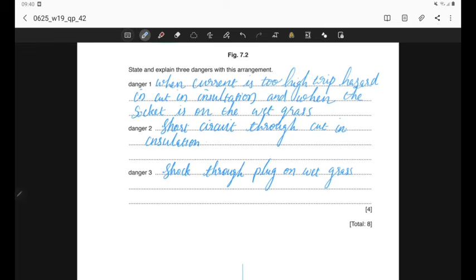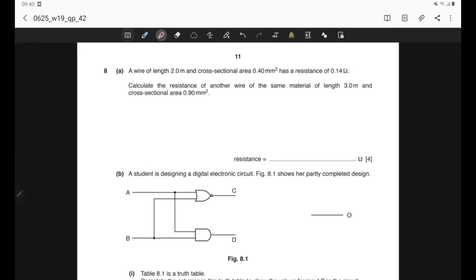So you will get 2 marks for this statement and explanation. Question number 8, part A.